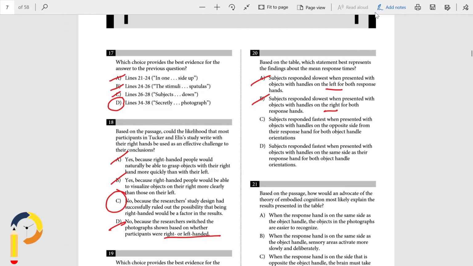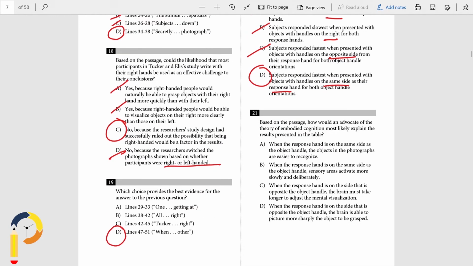So we know that is definitely not true, because the answer is on the same side. That should be there. Subjects responded fastest when presented with objects with handles on the same side as their response hand for both the object handle orientation. So D is my answer.